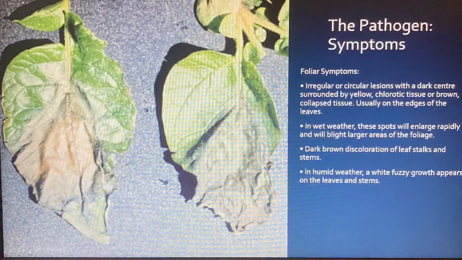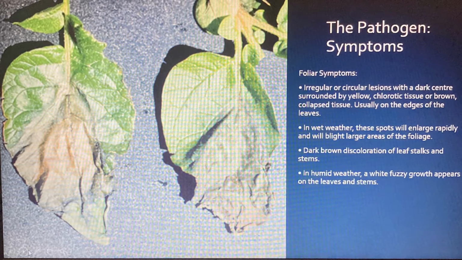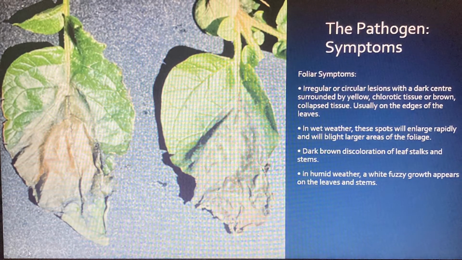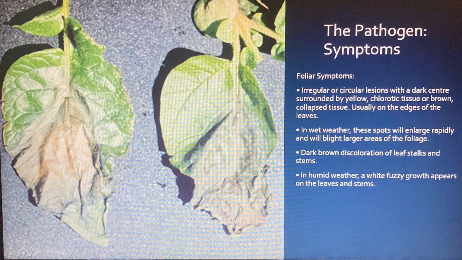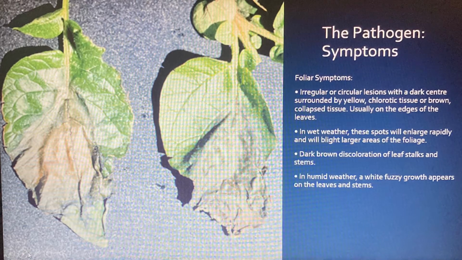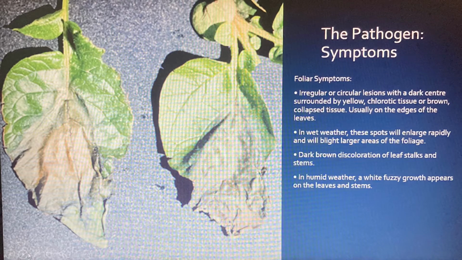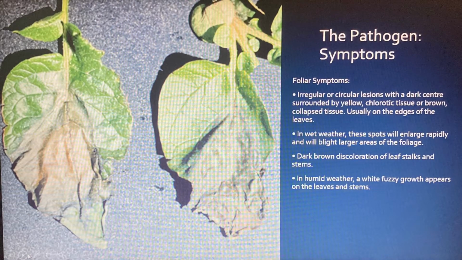Late blight has both foliar and tuber symptoms. The foliar symptoms include irregular or circular lesions with dark centres, usually around the edges of the leaves. In wet weather, these spots enlarge rapidly and blight larger areas of the foliage. Dark brown discoloration of leaf stalks and stems is also common, and in humid weather, a white fuzzy growth appears.